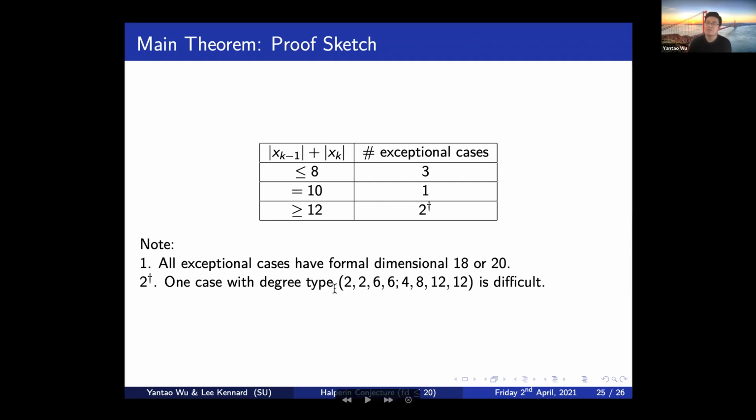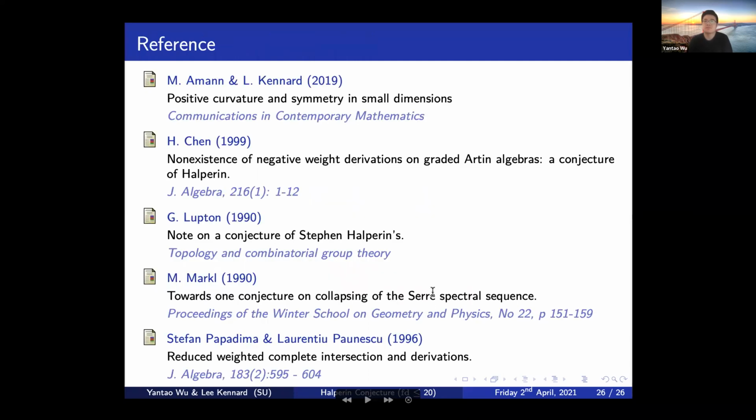And if the formal dimension is higher, 22, 24, there will be a lot of cases that we cannot deal with. So if anyone wants to raise the formal dimension higher, it's my suggestion to focus on this degree type, look at that, and build a method to deal with these cases. That's why we start at formal dimension 20. And this is the reference.